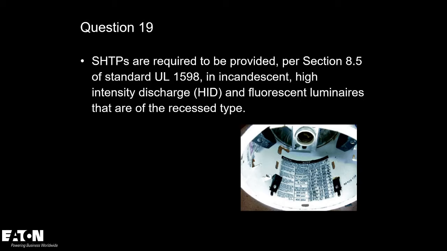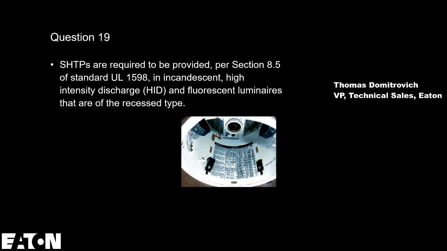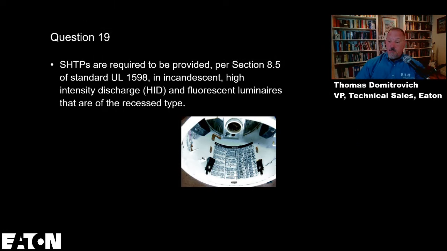They're required to be provided per 8.5 of UL 1598 in incandescent, high-intensity discharge, and fluorescent luminaires that are recessed. So if you buy that type of light, and it's a UL listed 1598, if you buy an incandescent, an HID, or a fluorescent recessed type, it is required to be in that circuit. So it will depend upon the technology on whether or not you are provided with that type of protection.